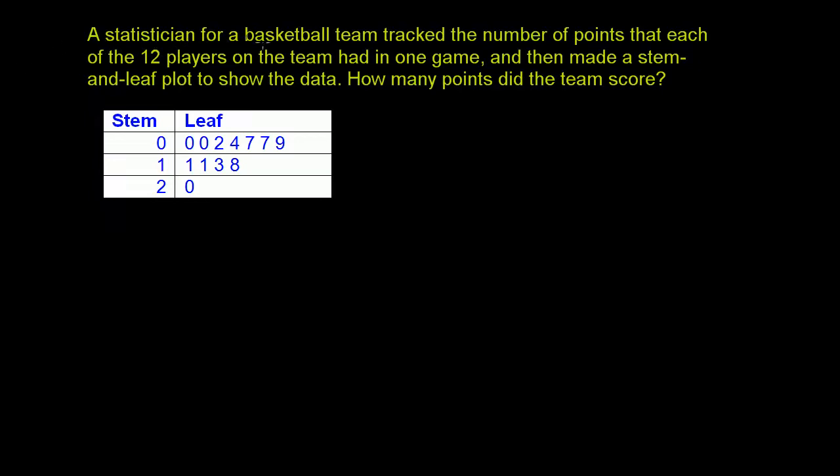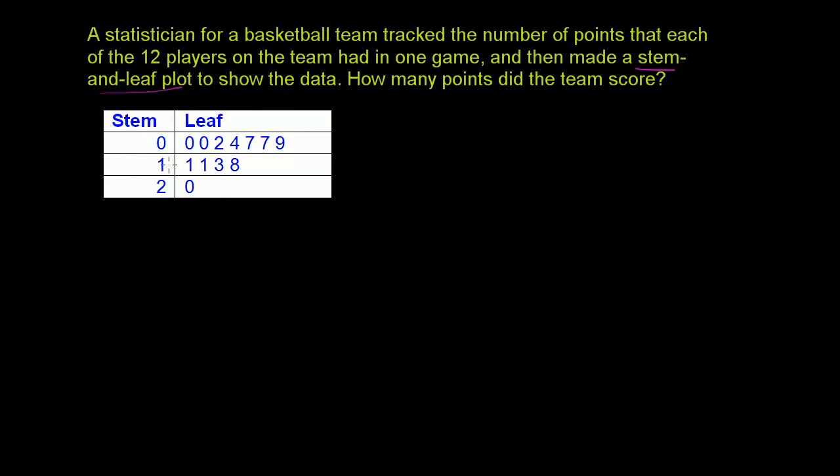A statistician for a basketball team tracked the number of points that each of the 12 players on the team had in one game, and then made a stem and leaf plot to show the data. Sometimes it's called a stem plot. How many points did the team score? And when you first look at this plot right over here, it seems a little hard to understand.